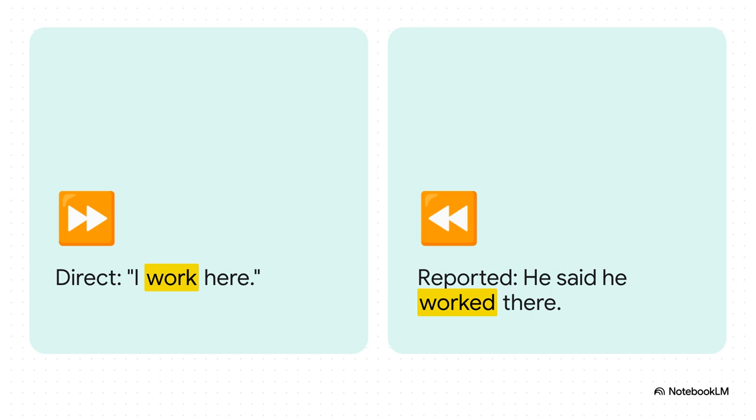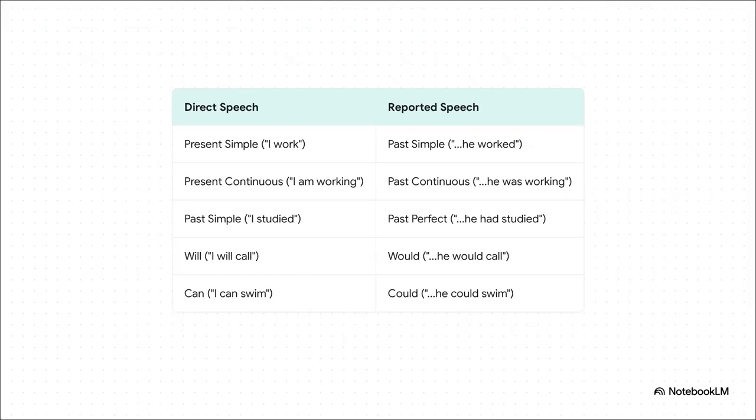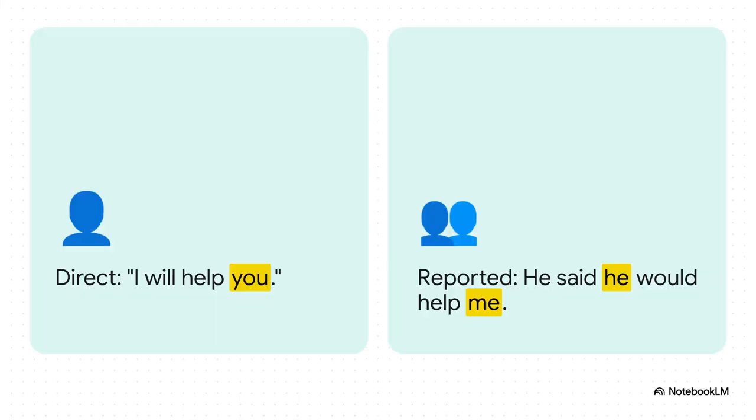Easy enough, right? Now, this slide right here, this is basically your best friend. It's the perfect cheat sheet. You can see the pattern, right? Present goes to past. Past simple often goes one step further back to past perfect. And words like will and can become would and could. It's all very logical.